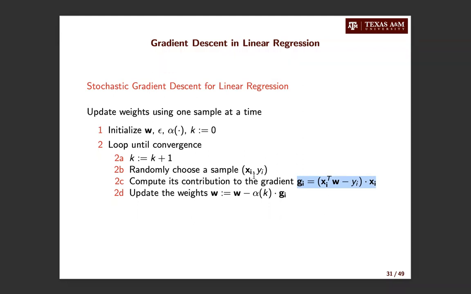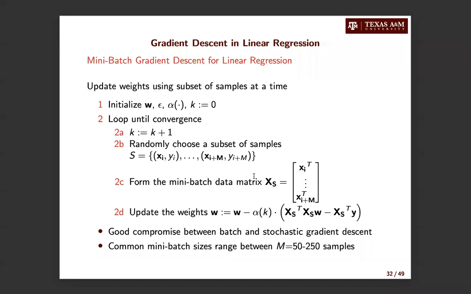Now, the main problem with this is that it might take a while for the algorithm to converge, just because the update rule is only based on a randomly selected sample, and this sample might be an outlier or might not always be representative of our data. So in order to mitigate this, we can use what we call mini-batch gradient descent.